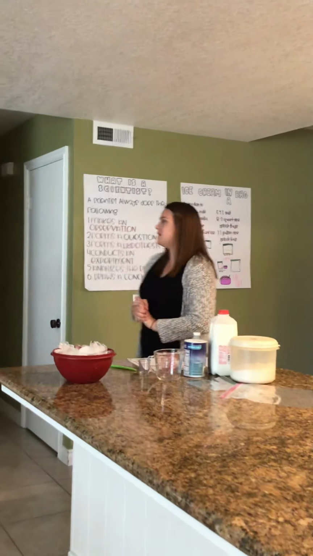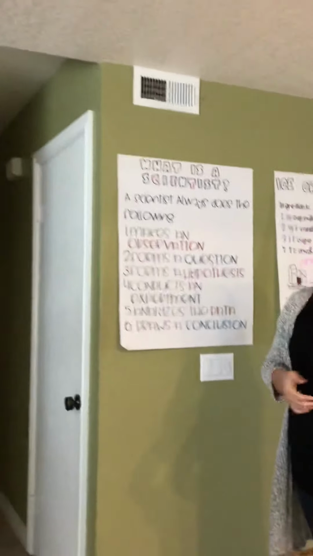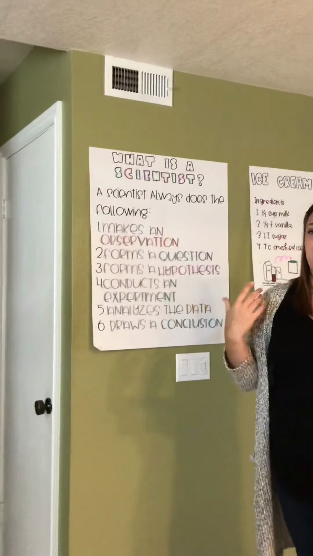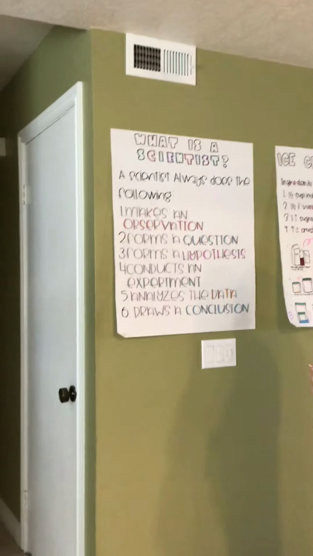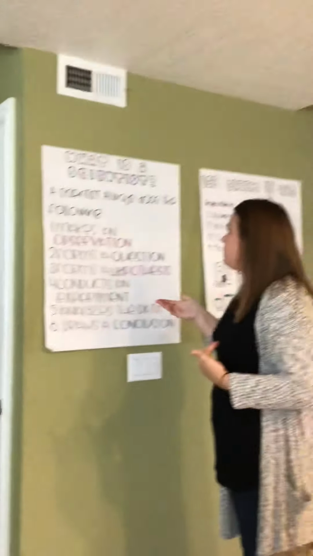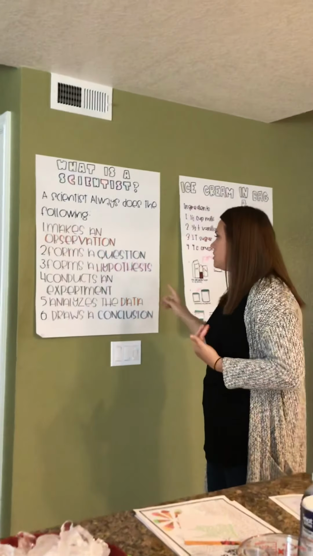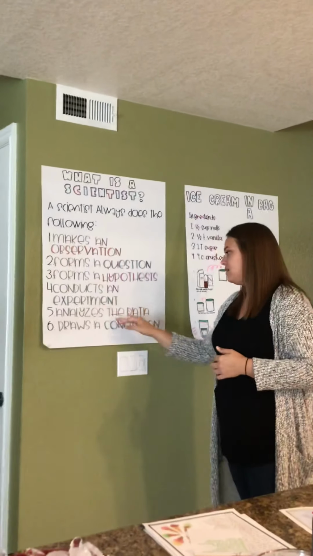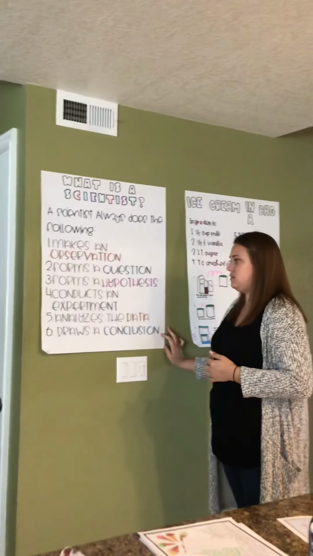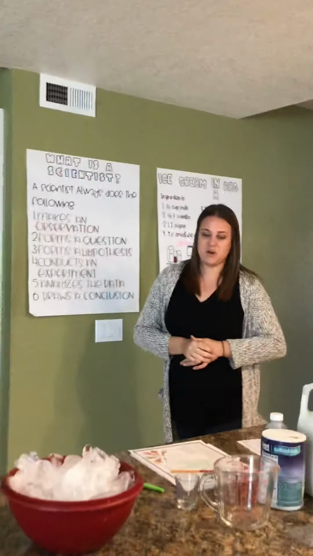All right, so let's take a look at the scientific method. Today we are all going to be scientists, and you may be thinking, I'm not qualified to be a scientist, but anyone could be a scientist if you follow these steps. So a scientist always makes an observation, forms a question, forms a hypothesis, conducts an experiment, analyzes the data, and draws a conclusion. So we're actually going to be moving through all of these steps in our experiment today.